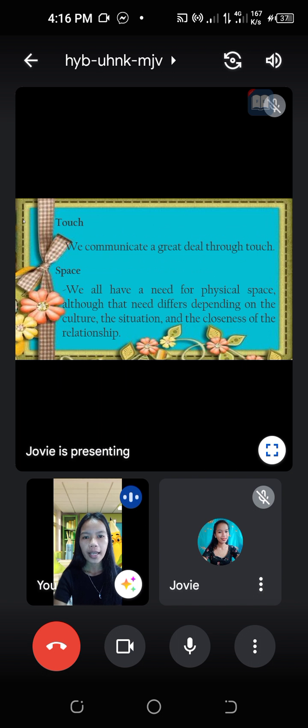Okay, next we have touch. We communicate a great deal through touch. Think about the very different messages given by a warm bear hug, patting on the head, or a controlling grip on the arm, for example. So we can also communicate by the way we touch, like hugging someone or just touching someone's head.